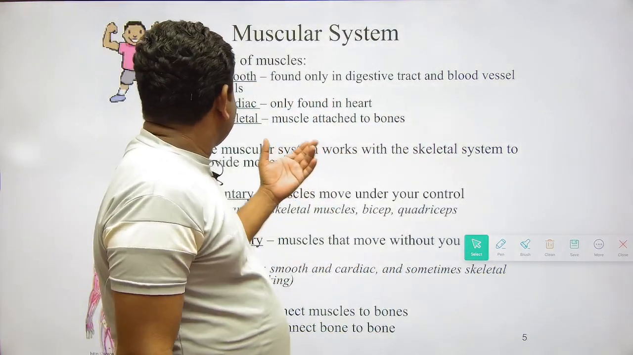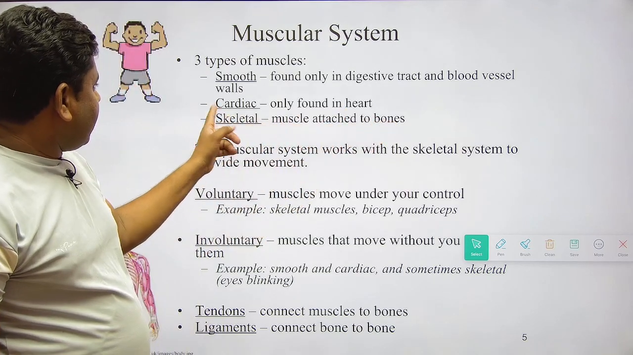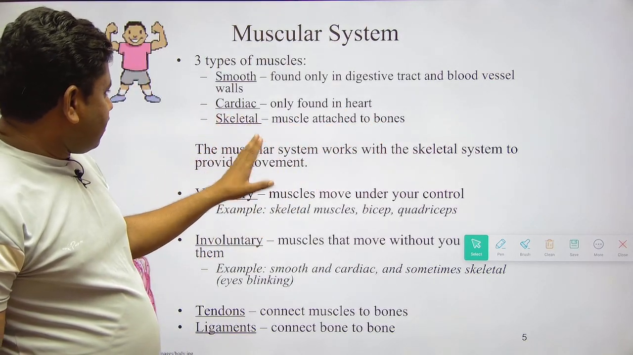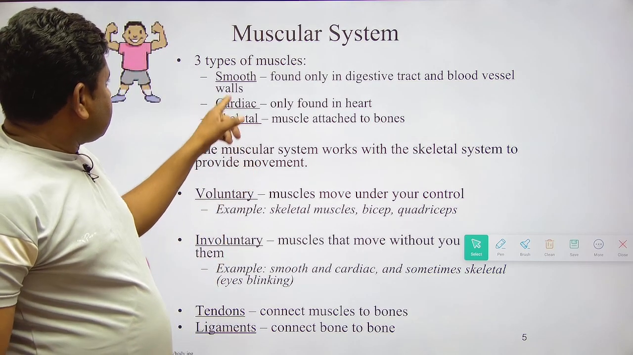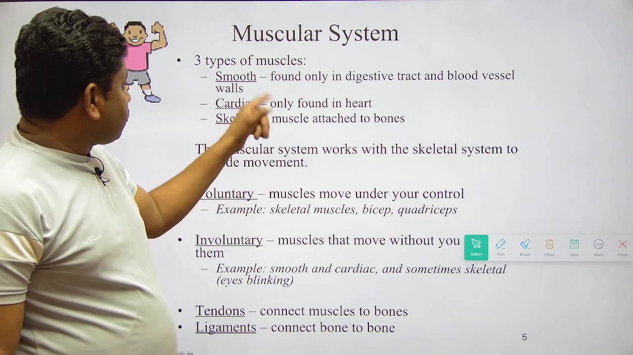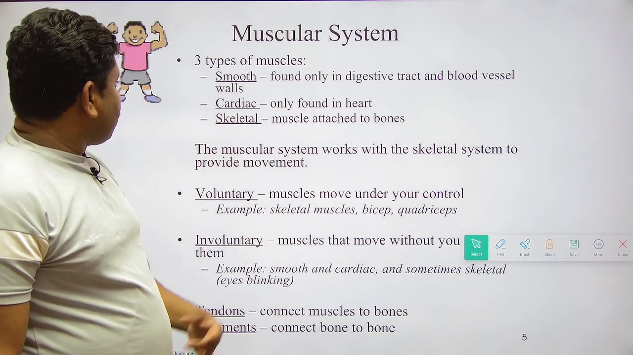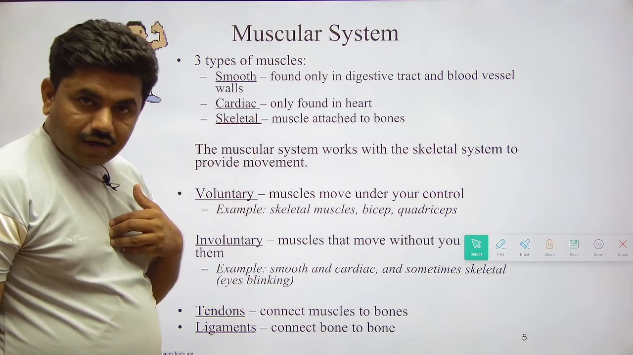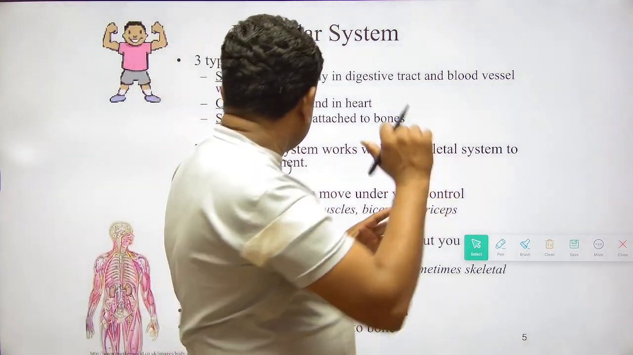Then the muscular system. In it there are three types of muscles in our human body: smooth, which is found only in the digestive tract and blood vessel walls; cardiac; and skeletal. Cardiac is found only in the heart. See, the three main types of muscles are smooth, cardiac and skeletal. Smooth muscles are found only in the digestive tract and blood vessel walls, cardiac muscle is related to the heart, and skeletal muscles are attached to the bones, that is the skeletal muscles, we can say.